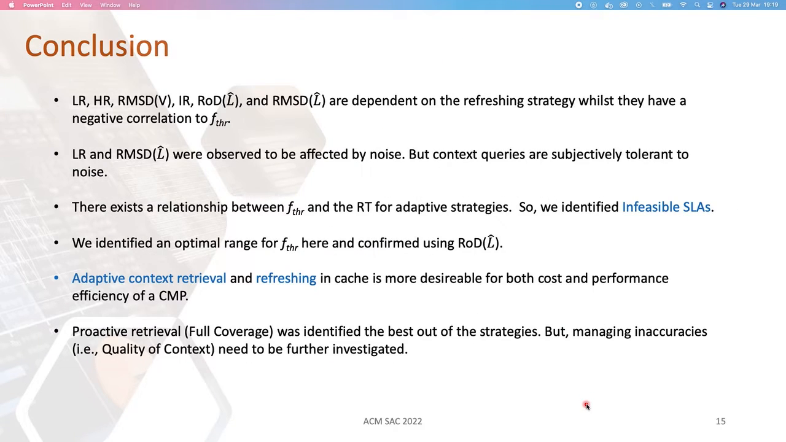So in conclusion, we make the following remarks in the slide. Overall, we prove all our three hypotheses. We defined what are infeasible SLAs and identified an optimal range of freshness thresholds for a CMP to achieve our quality, cost, and performance objectives. Adaptive retrieval was clearly seen to be profitable compared to non-adaptive retrieval, also signifying the importance of caching and adaptation in responding to context queries efficiently, which we'll be working on in our research further. So thank you very much.